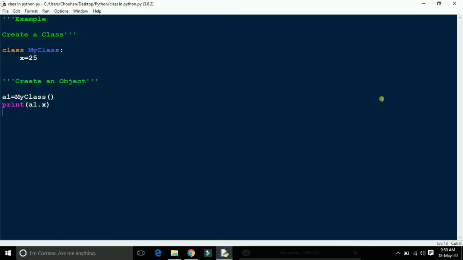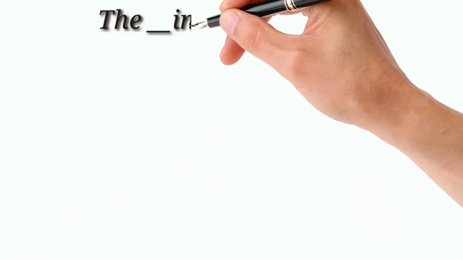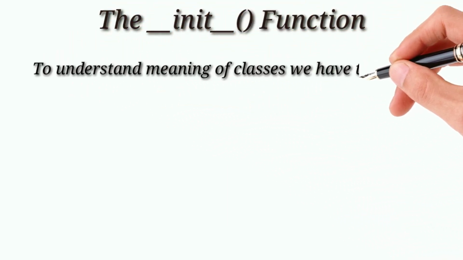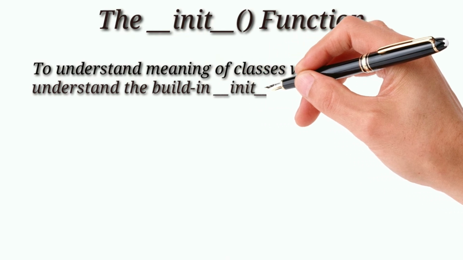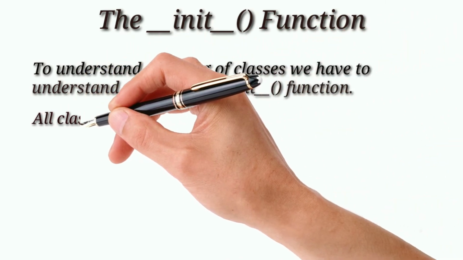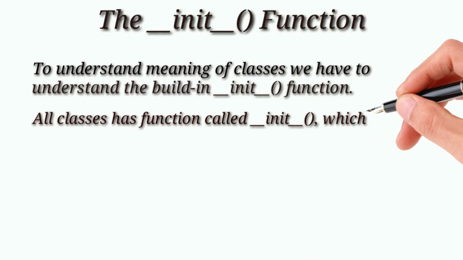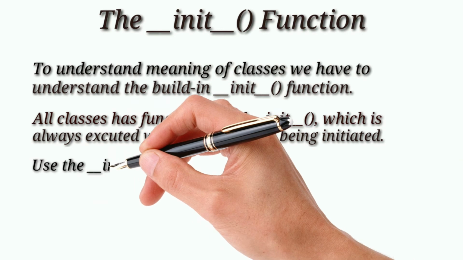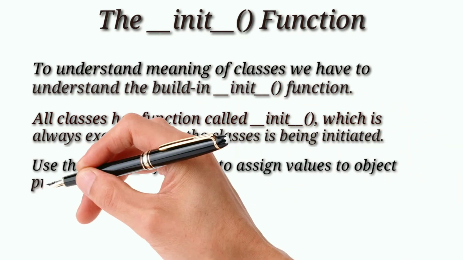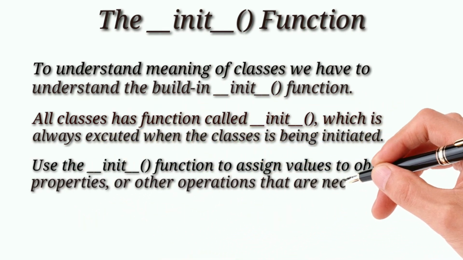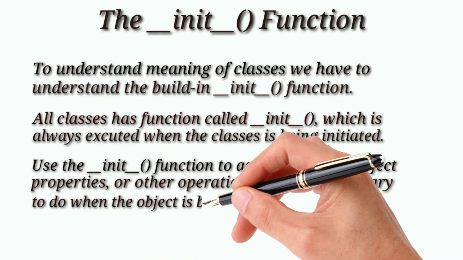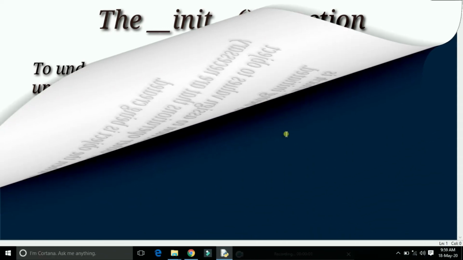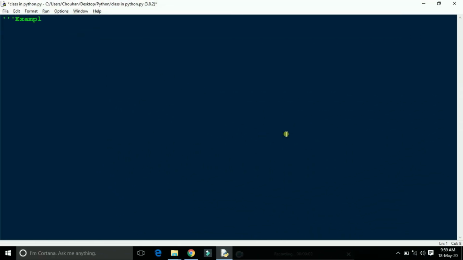Now come here again. For the function of a class, the init function. To understand the meaning of classes, we have to understand the built-in function init. All classes have a function called init, which is always executed when the class is being initiated. Use the init function to assign values to object properties or do other operations that are necessary when the object is being created. So now see the example.